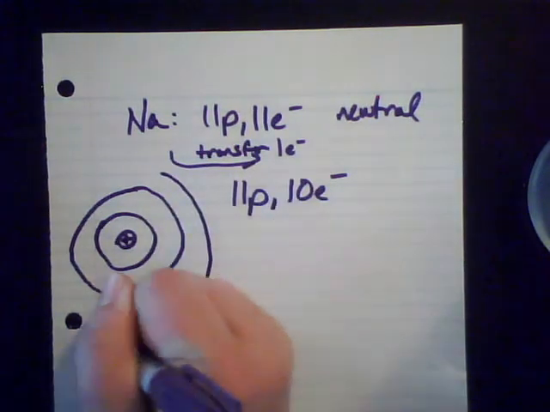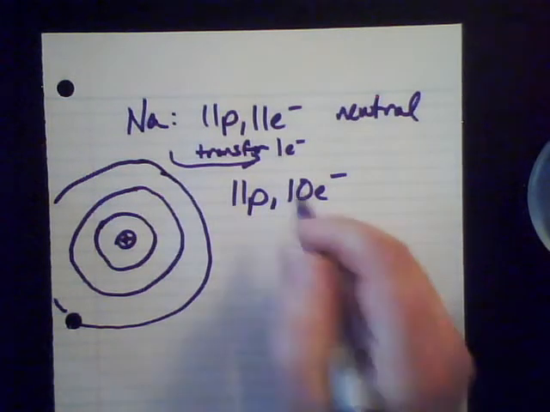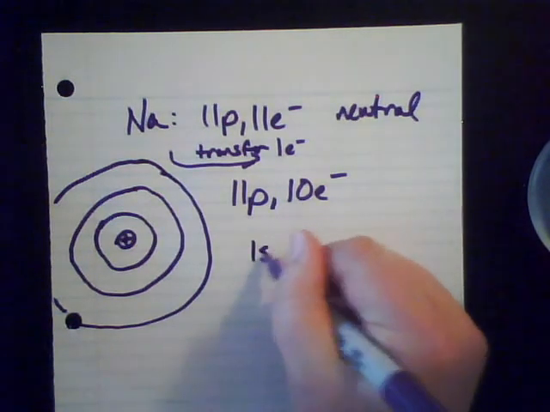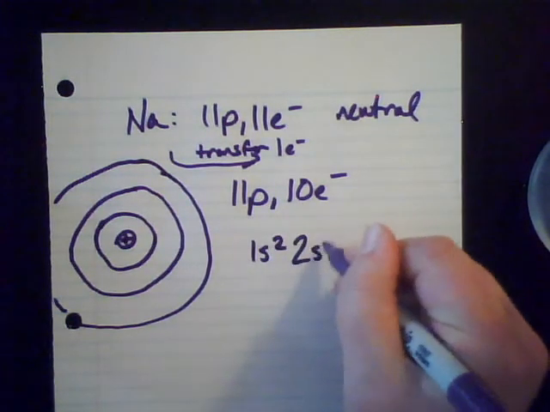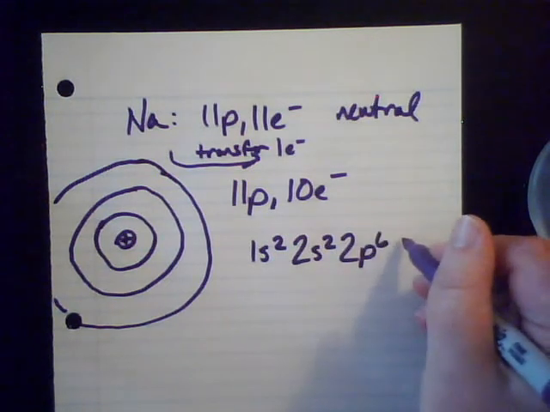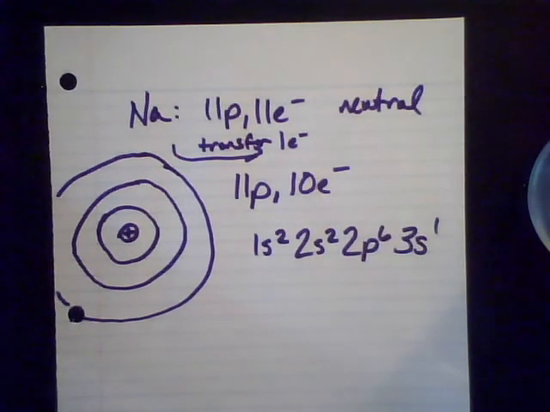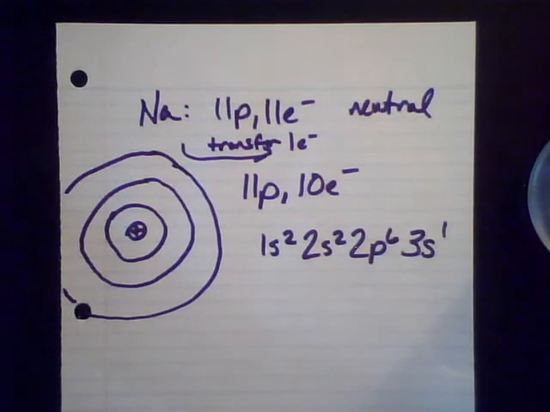Now sodium, if I was to give you the electron configuration for it, is 1s2, 2s2, 2p6, 3s1. That's my electron configuration for sodium.